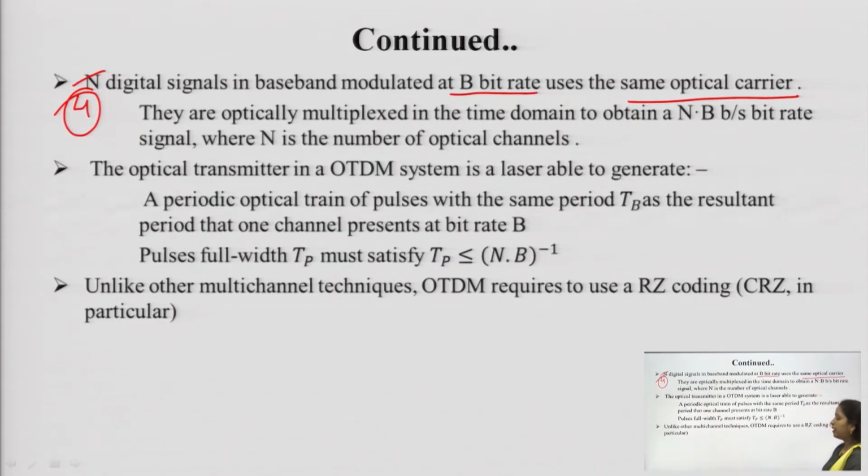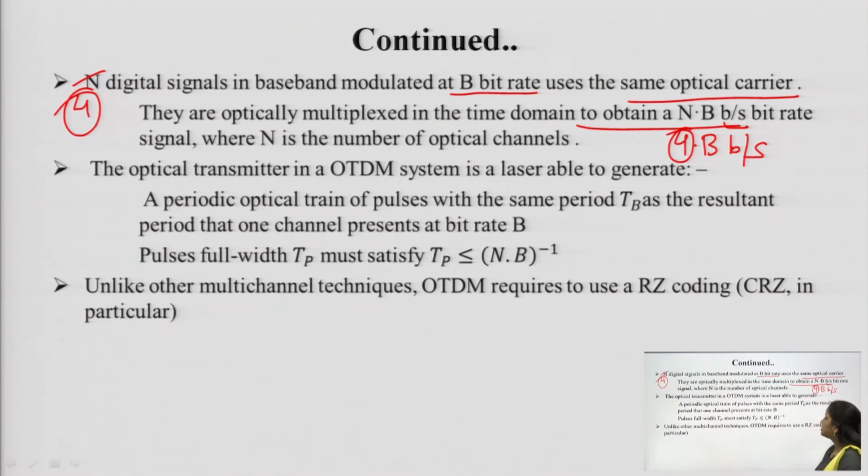They are optically multiplexed. We have seen that they are multiplexed. The many signals are combined into one in the time domain to obtain nB bits per second, because here it is 4B bits per second, as we have 4 digital signals, where n is the number of optical channels.